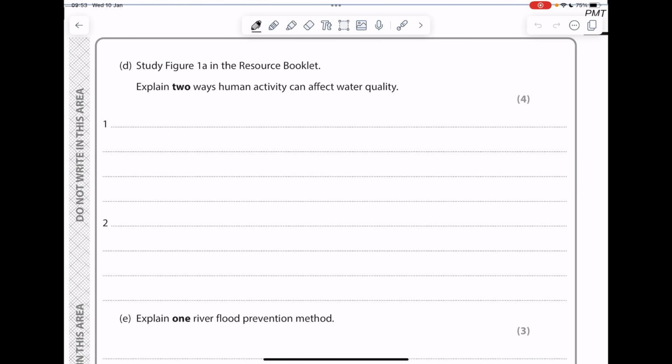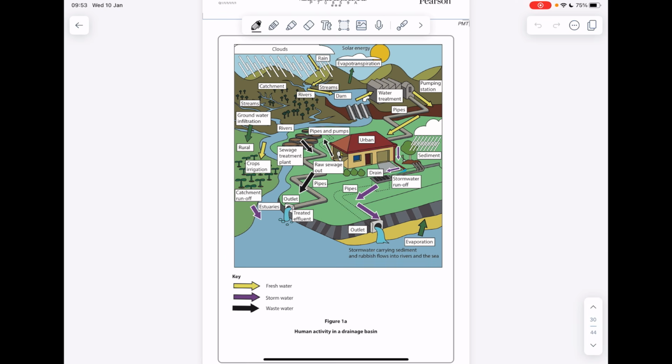Now let's look at some past paper questions. Study Figure 1A in the resource booklet. Explain 2 ways human activity can affect water quality. So here's Figure 1A, and let's try and zoom in on some things which will affect the water quality.